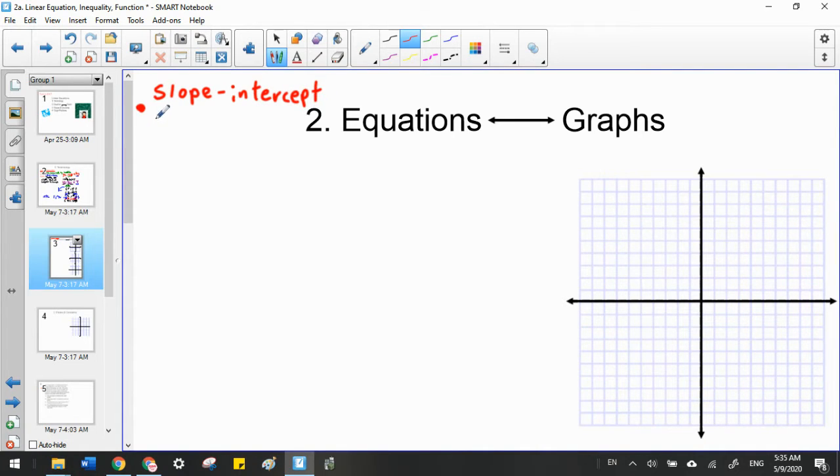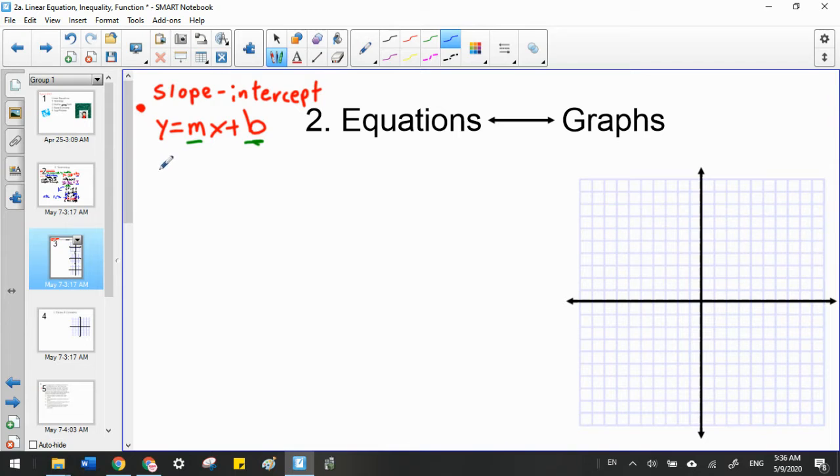which comes in the form y equals mx plus b, where the m and the b are numbers I need to find in order to do the problem, in order to have an equation where I can find points.